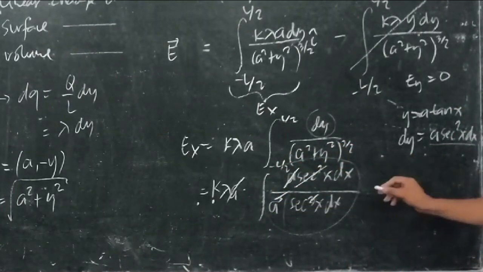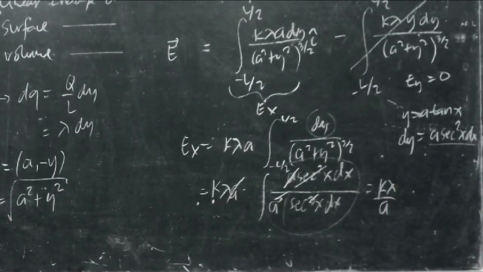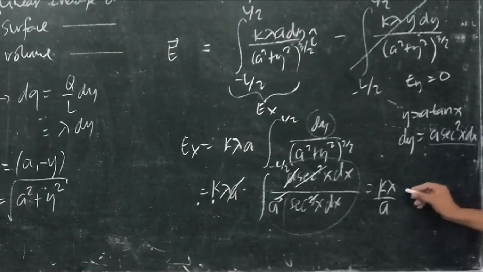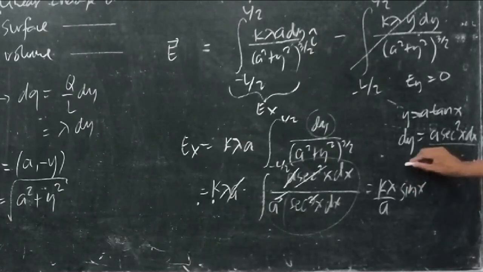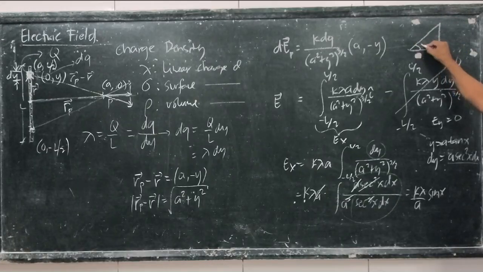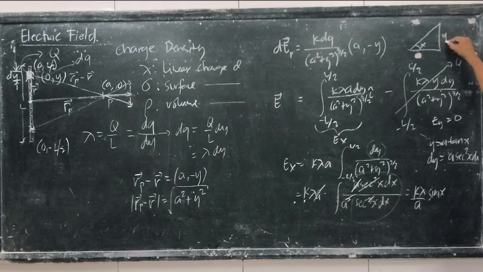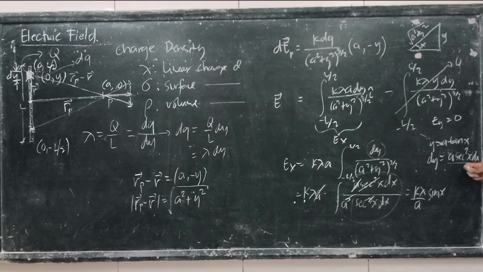So this is now equal to k lambda over a times the integral of cosine, which is sine x. But, okay, how do we go back? This is our assumption. So if this is our x, then this is our y. So this is the square root of a squared plus y squared, right? Look, tangent x is y over a, because tangent is opposite over adjacent. So the hypotenuse must be the square root of a squared plus y squared.